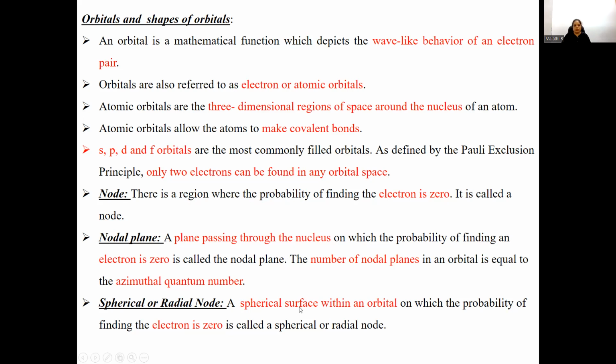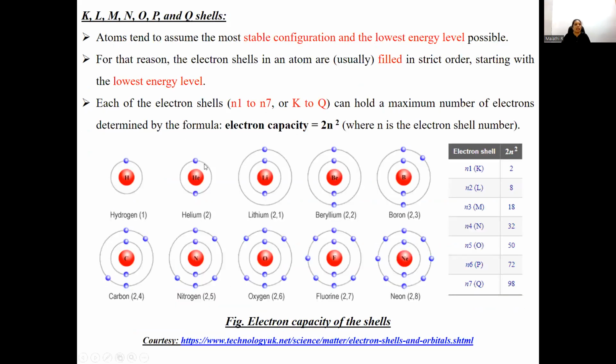Spherical or radial node: a spherical surface within an orbital on which the probability of finding an electron is zero is called a spherical or radial node. K, L, M, N, O, P, and Q shells.